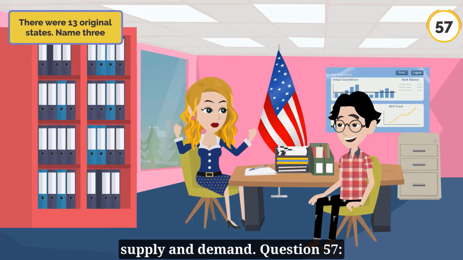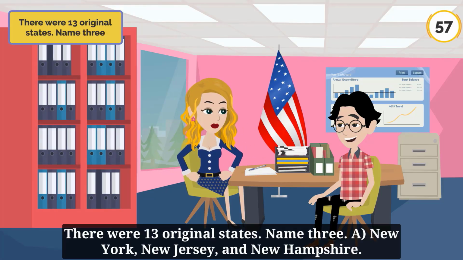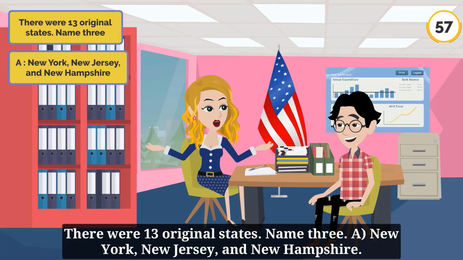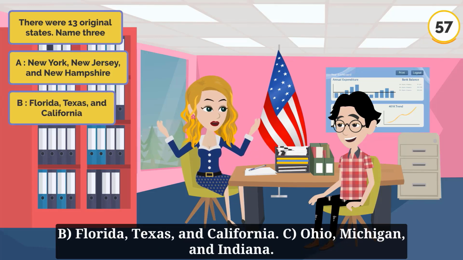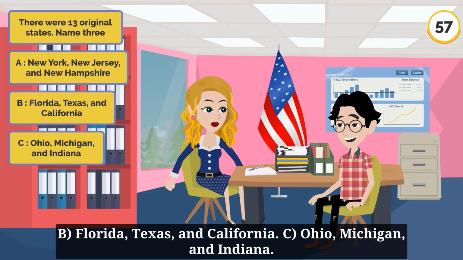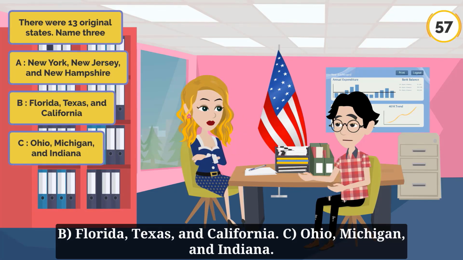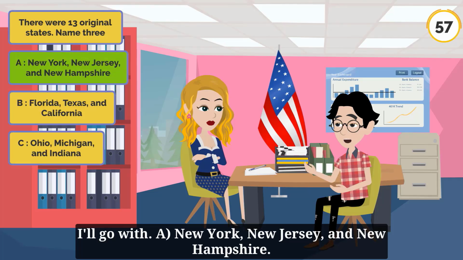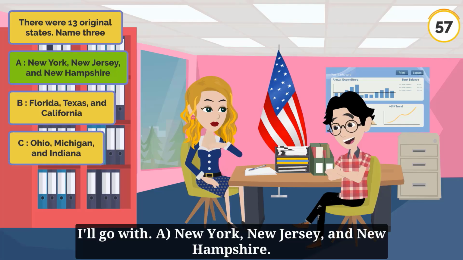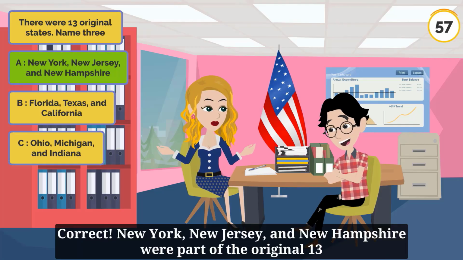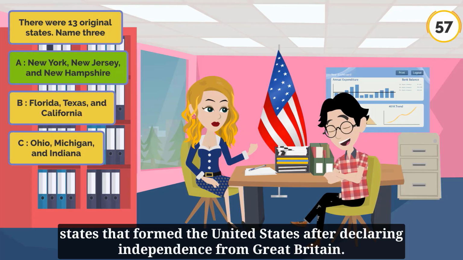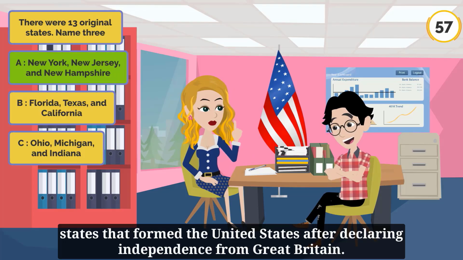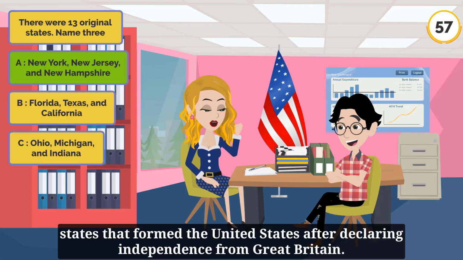Question 57. There were 13 original states. Name 3. A. New York, New Jersey, and New Hampshire. B. Florida, Texas, and California. C. Ohio, Michigan, and Indiana. I'll go with A. New York, New Jersey, and New Hampshire. Correct. New York, New Jersey, and New Hampshire were part of the original 13 states that formed the United States after declaring independence from Great Britain.